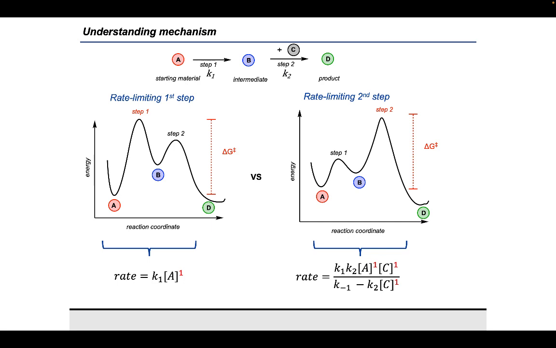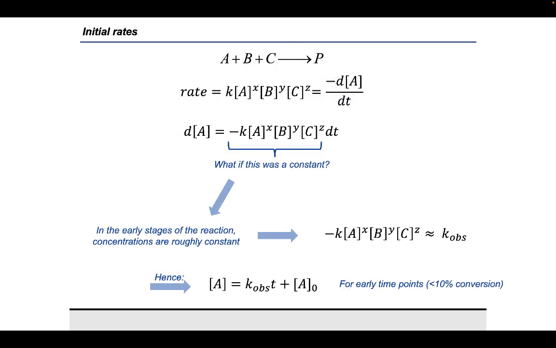Now, we'll explain why this is a little bit more complicated, but the presence or absence of an order can also be used, at least in this case, to distinguish between different mechanistic possibilities. All right, so now the question becomes, how are we able to use experiments to assign orders in a rate law for a given reaction?